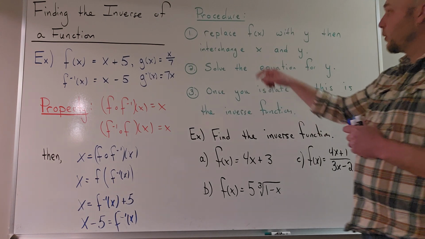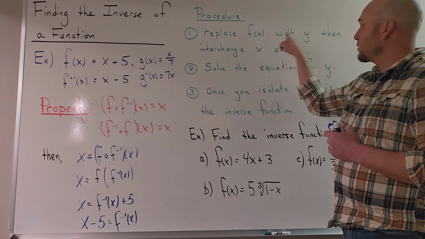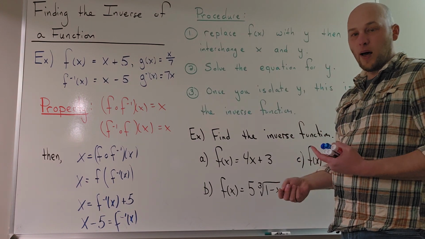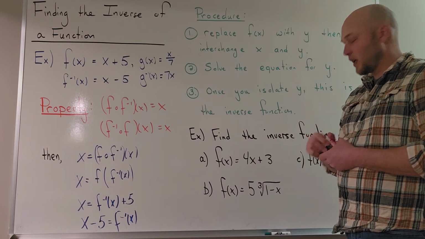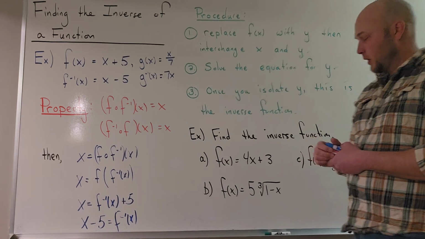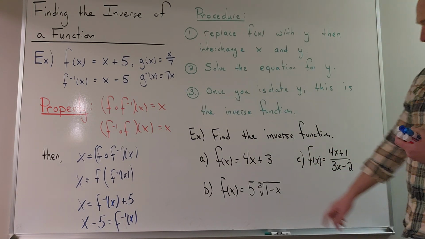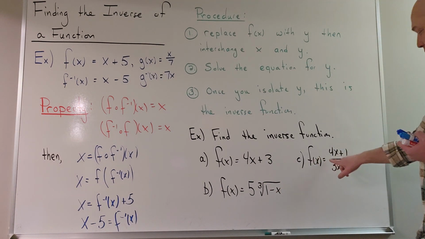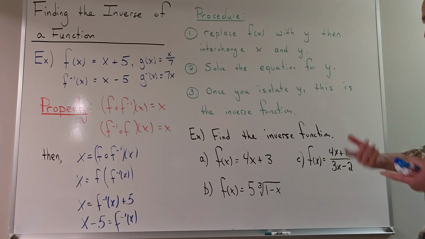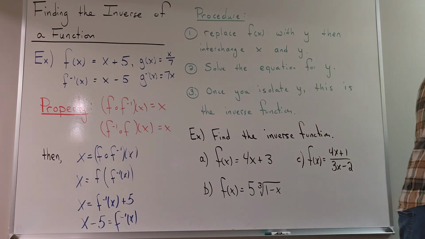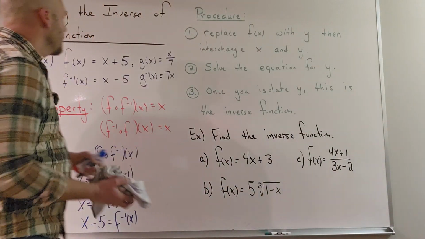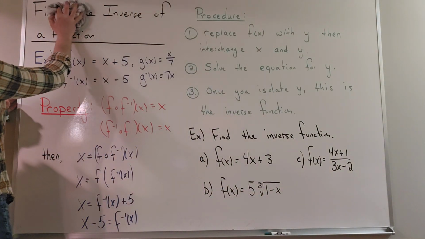So once again, f of x gets replaced with a y, I interchange x and y, and solve for y. Then once I get that y by itself, that is my inverse function. Here are the three examples that I want to work through: a linear function, a radical function, and a rational function. A little bit different algebra with each one of those, but it's the same concept of swapping the x's and y's and then solving for y. Let me clean up this side of the board, and then I'll work through those three.